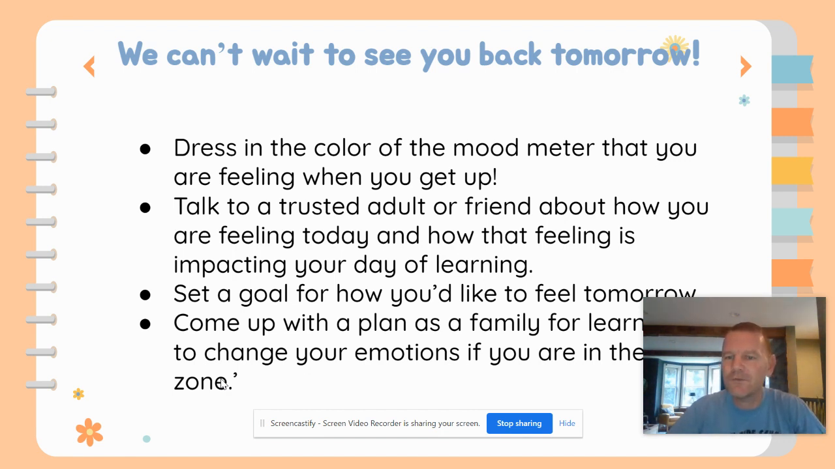Talk to a trusted adult or friend about how you're feeling and how that's impacting your day of learning. You can also set a goal for how you'd like to feel when you return to school on Tuesday. And as a family, it's always a great idea to learn how you can change your emotions if you're in one of the particular zones. So if you're in the red zone, what steps can you take in order for you to get out and into a different zone?